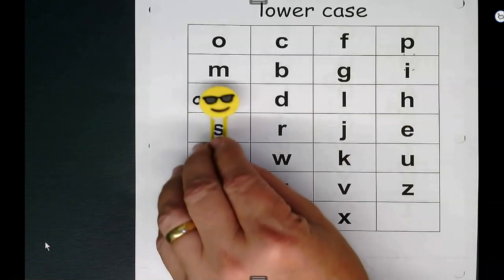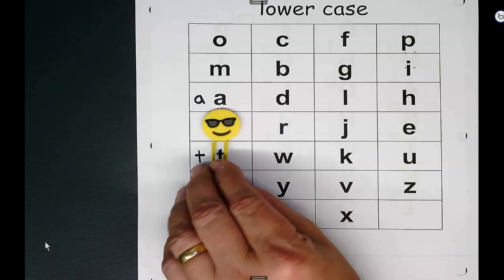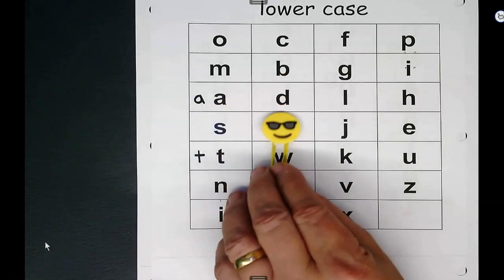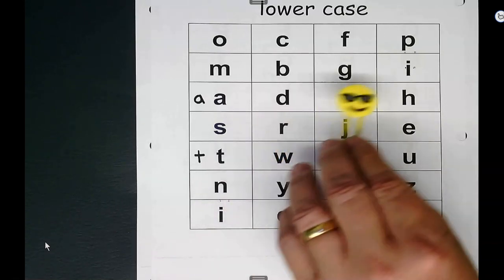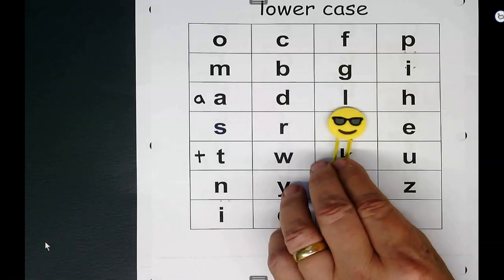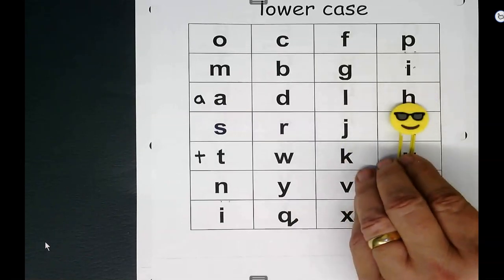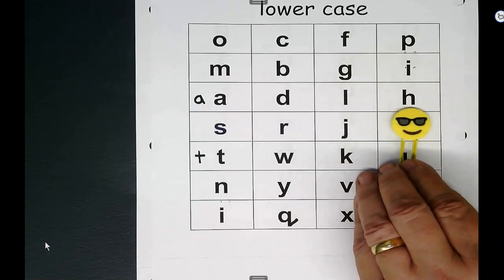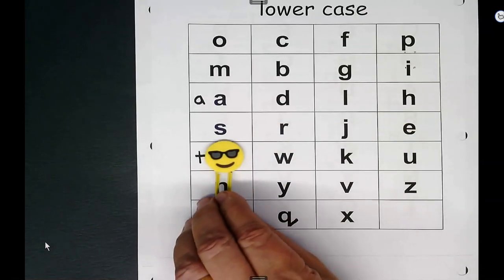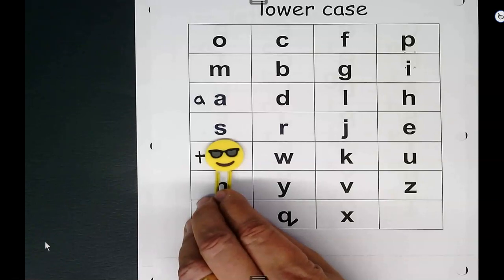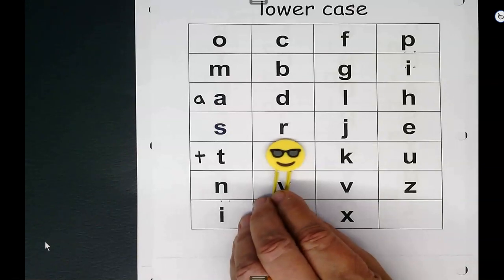What is the name of this lowercase letter? I. What is the name of this lowercase letter? A. What is the name of this lowercase letter? D. What is the name of this lowercase letter? L. What is the name of this lowercase letter? H. What is the name of this lowercase letter? S.